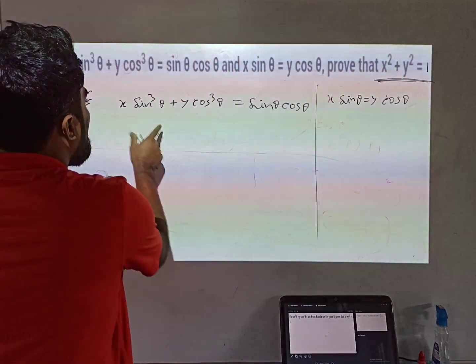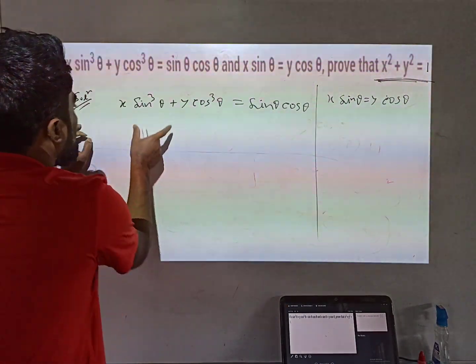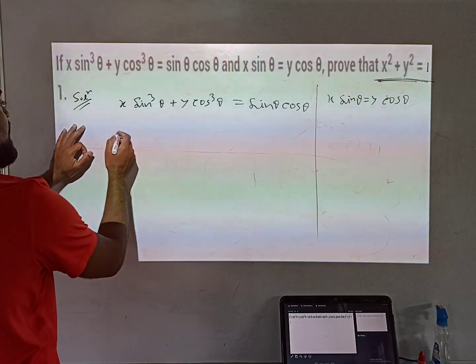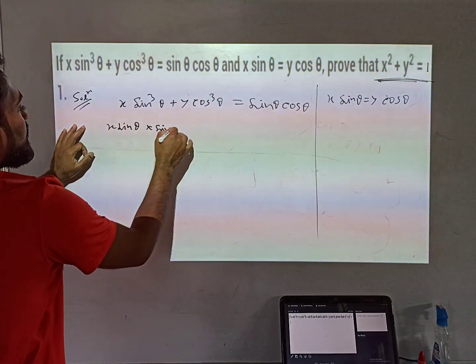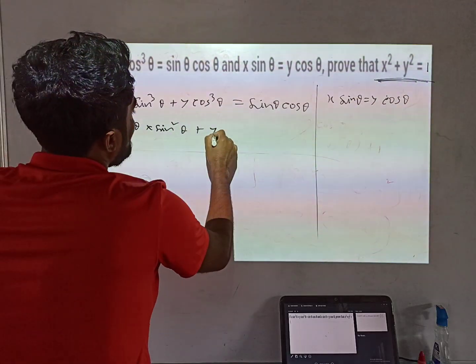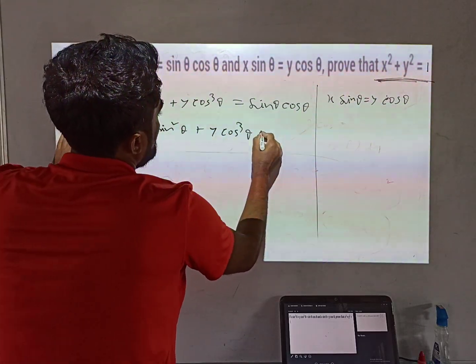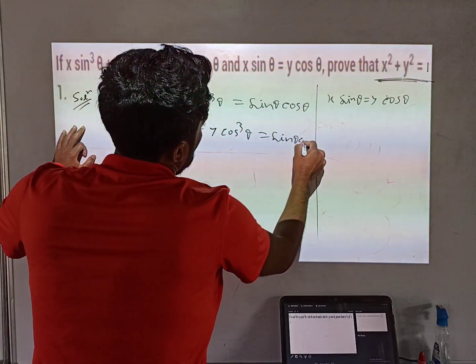So let us see how to manipulate this part. I will write it this way: x sin theta into sin square theta, and this part I will keep as it is, y cos cube theta equals sin theta cos theta.